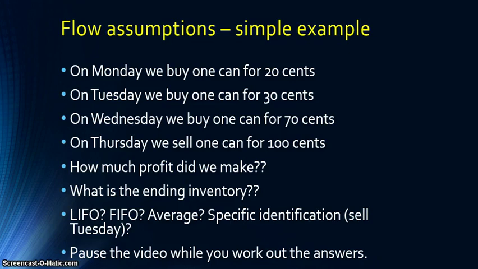Anyway, with the LIFO system, if we sold the last one, which would be the Wednesday can, then we know that we have the Monday and Tuesday cans, and they're worth 50 cents together, 20 plus 30.